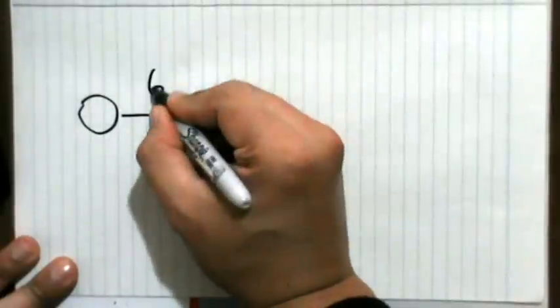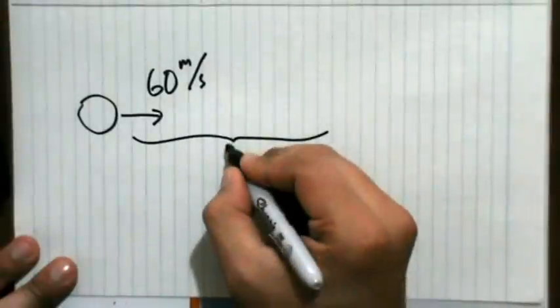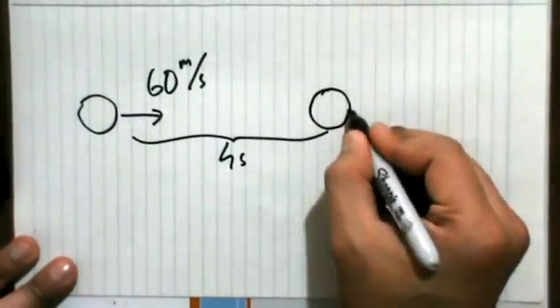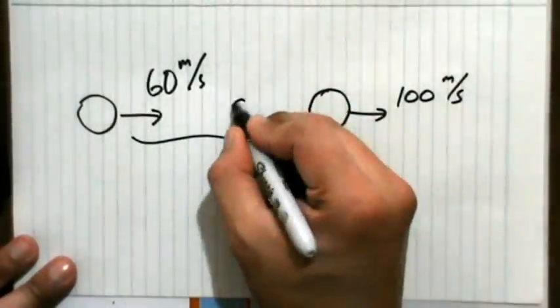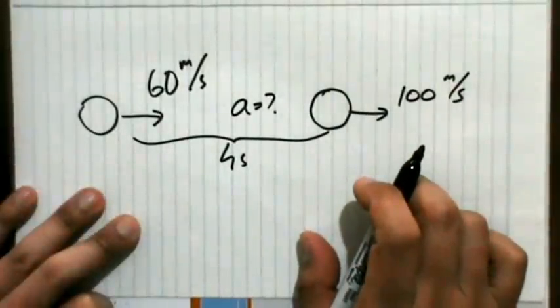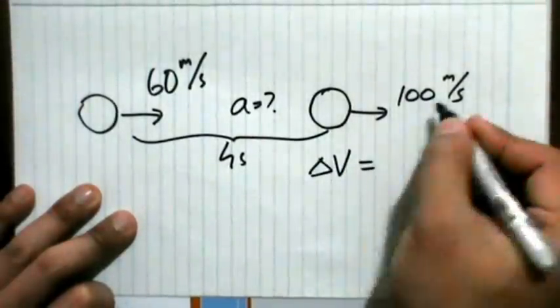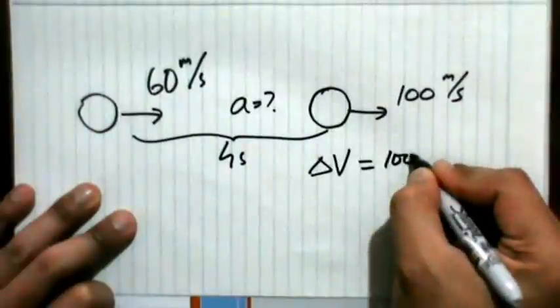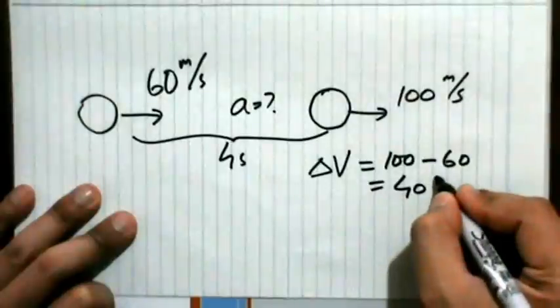Now let us see another type of problem. Suppose you have an object that has an initial speed of 60 meters per second, and after it moves for 4 seconds, the speed becomes 100 meters per second. So let us now find the acceleration. Alright, first what we need to think about is the increase of the speed, or delta V. So here it is just the final speed 100 minus 60, so you'll get 40 meters per second.